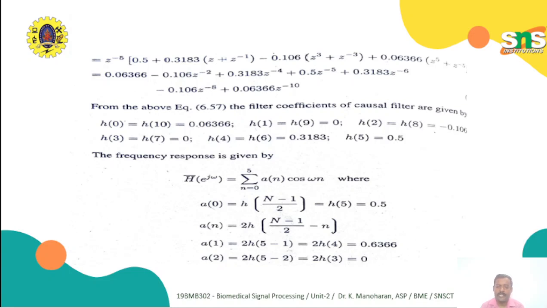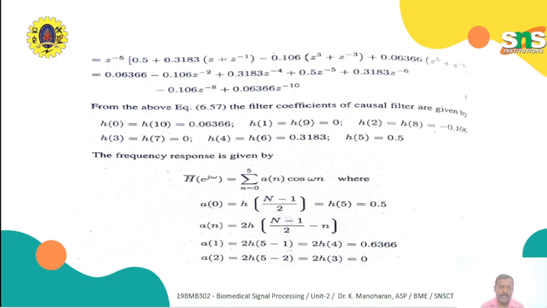Now we can find a of n. The formula is a of n equal to 2 into h of (N minus 1) by 2 minus n. We need to substitute here and simplify this. So (11 minus 1) by 2 will be 5. If you simplify, what do we get? a of n equal to 2 into h of 5 minus n. Now we need to substitute 1, 2, 3, 4, 5. So I am going to find one value. a of 1 equal to 2 into h of 5 minus, instead of n I substitute 1. So 2 into h of 5 minus 1, that is equal to 2 into h of 4. So this is equal to 0.6366.